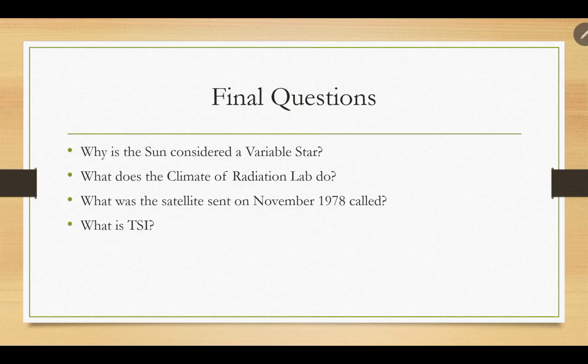And then some final questions to leave off. Why is the sun considered a variable star? What does the Climate of Radiation Lab do? What was the satellite sent on November 1978 called? And finally, what is TSI?